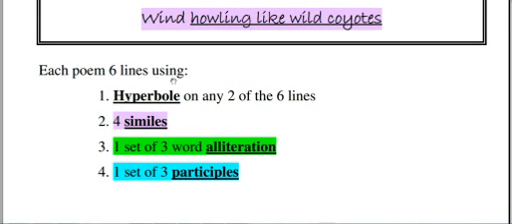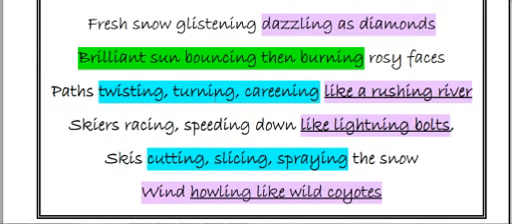So each poem must be 6 lines with hyperbole on any 2 of the 6 lines. You are to have 4 similes somewhere in that poem, 1 set of a 3-word alliteration, and 1 set of 3 participles. Remember, participles are ing words, like you see up here. Twisting, turning, careening, cutting, slicing, spraying. And don't choose a word like thing. You want action words, because you wouldn't say thinging. You would just say thing. It doesn't really count.